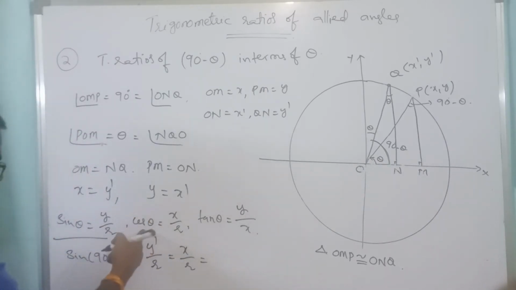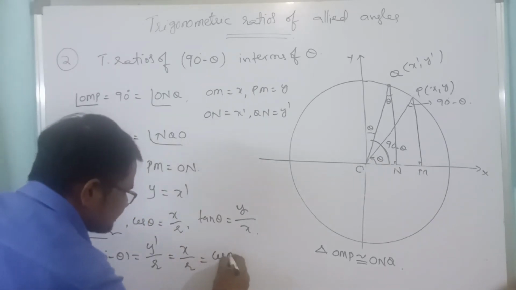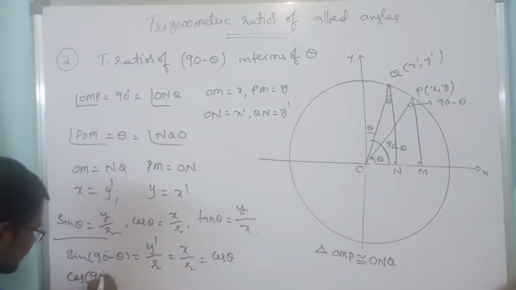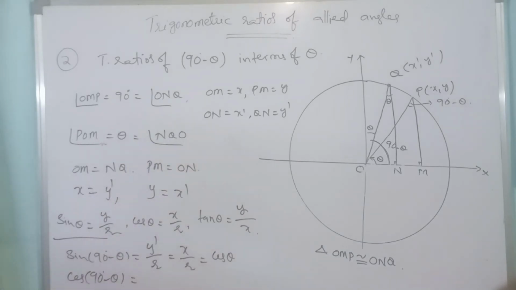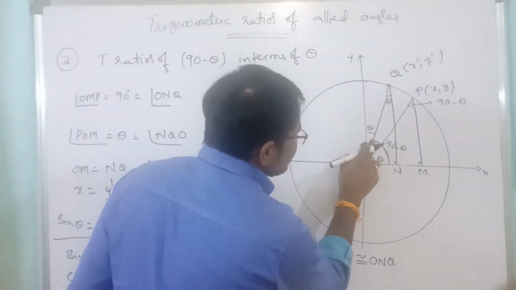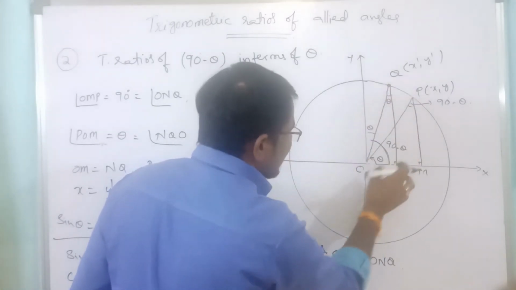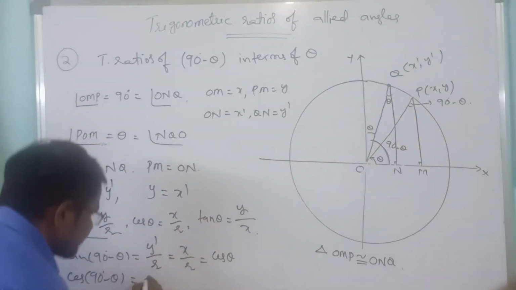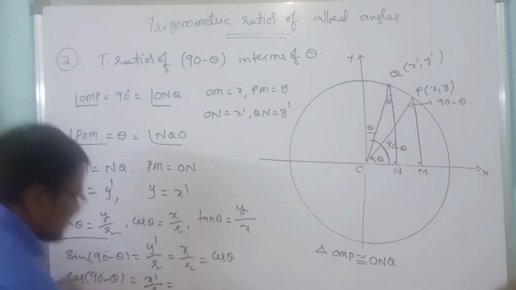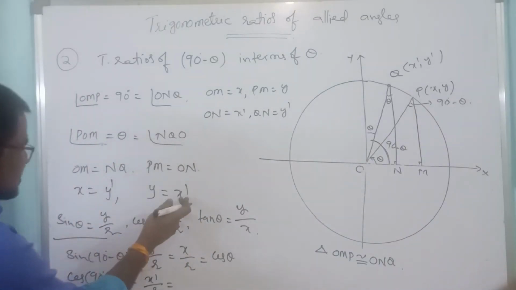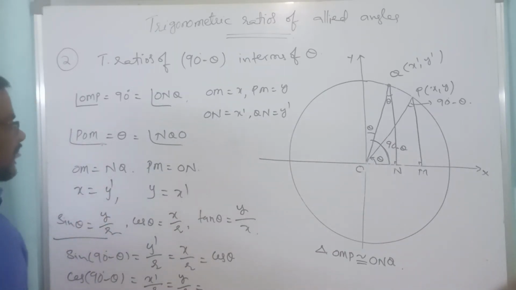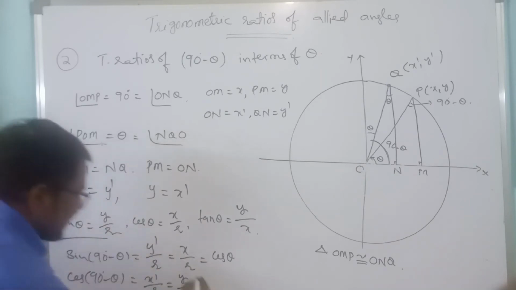But x by r is nothing but cos theta. Next, cos of 90 minus theta. From this triangle, the opposite side is this one, and the adjacent side is ON. ON is nothing but x dash. x dash by hypotenuse r. But x dash is y, so y by r, and y by r is sin theta.